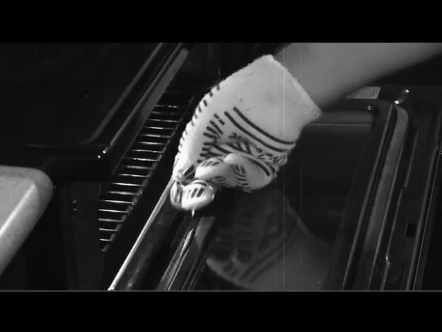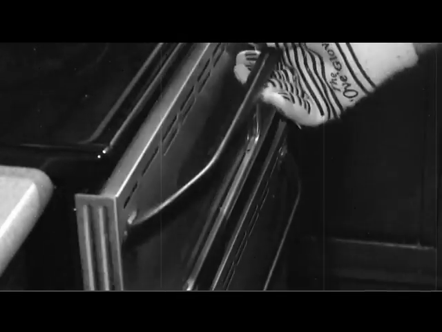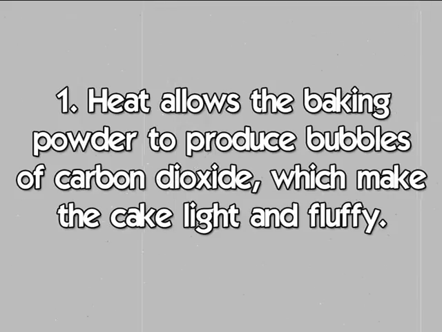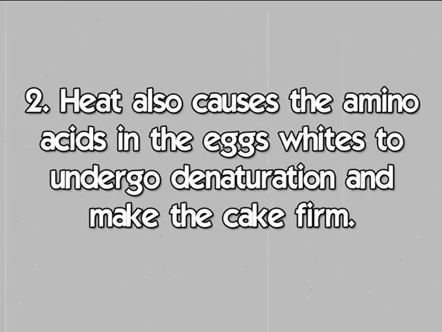In this situation, a number of chemical reactions are occurring when you bake, a few being: 1. Heat allows the baking powder to produce bubbles of carbon dioxide, which make the cake light and fluffy. 2. Heat also causes the amino acids in the egg whites to undergo denaturation and make the cake firm.